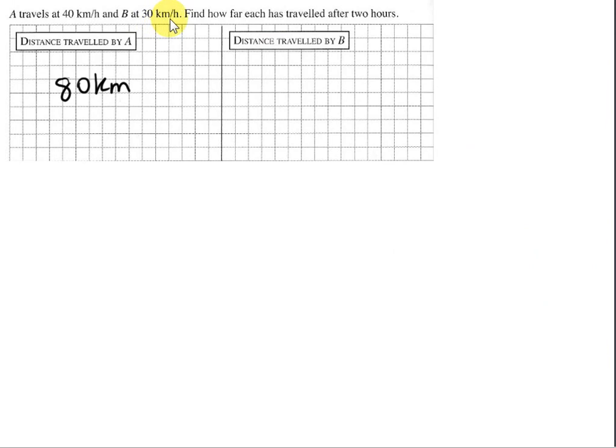B covers 30 kilometers in 1 hour. Again, I'm assuming that B is travelling at a constant speed of 30 kilometers per hour. So each hour it covers 30 kilometers. So in 2 hours it'll cover 2 times 30, which is 60 kilometers.